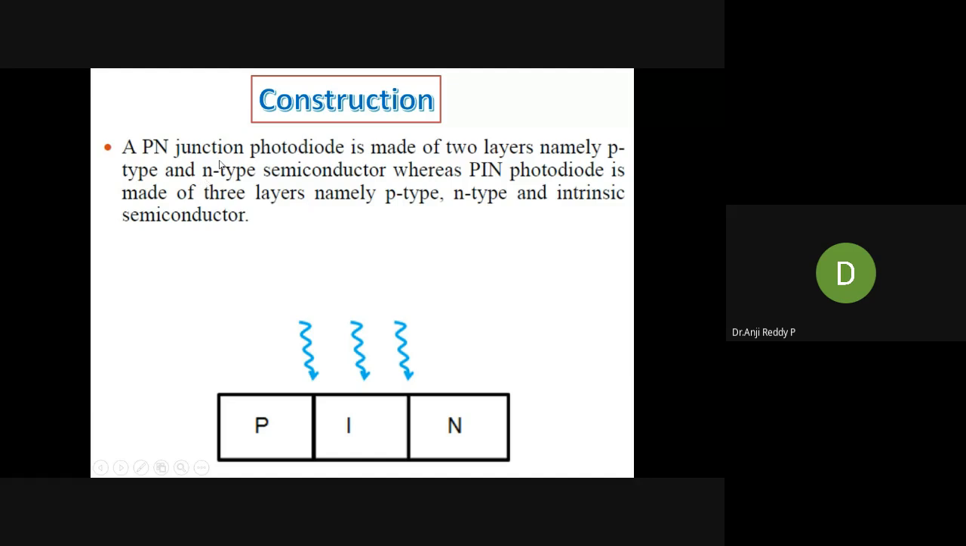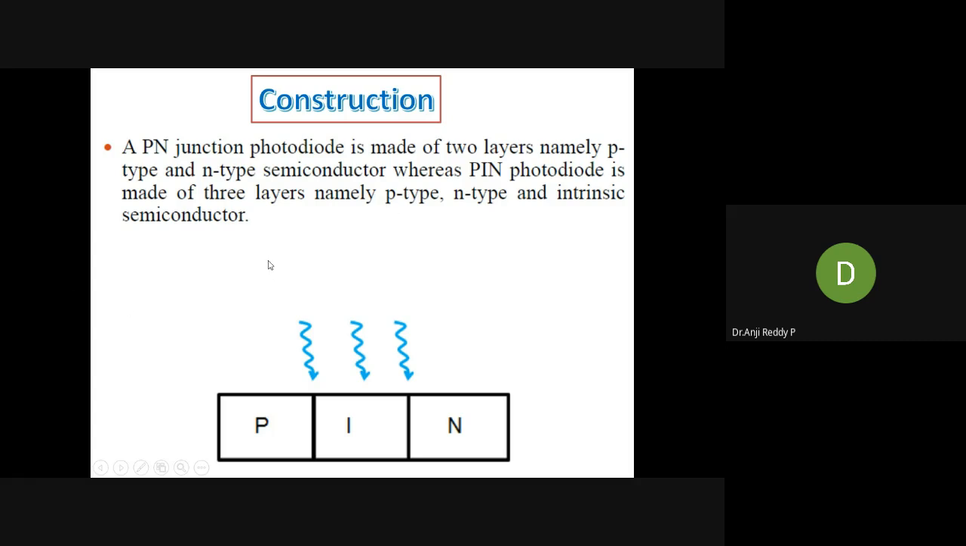Okay, just like solar cell or LED. PN junction photodiode means that maybe solar cell or LED. In that, we are having only two layers. Those are P-type and N-type semiconductor. Whereas pin photodiode is made of three layers, namely P-type, N-type, and intrinsic semiconductor.